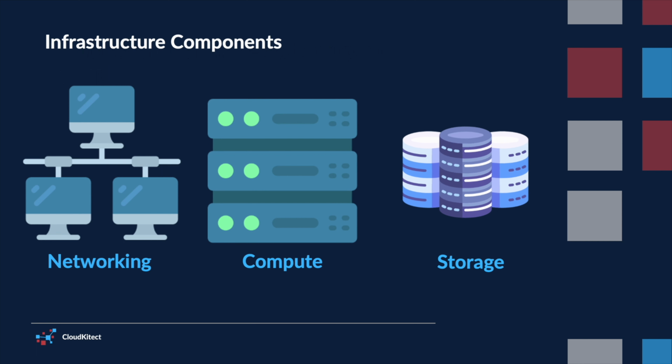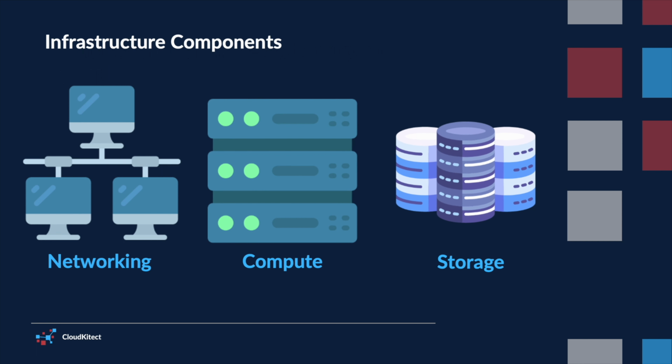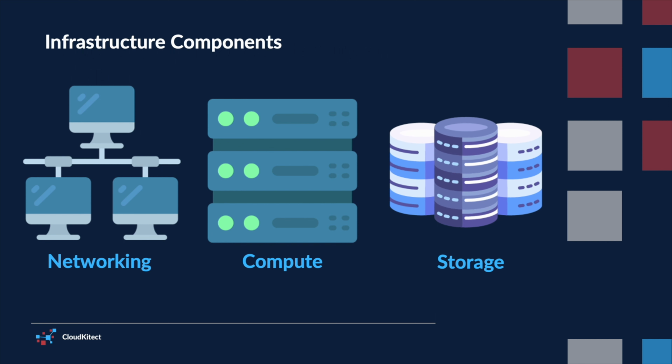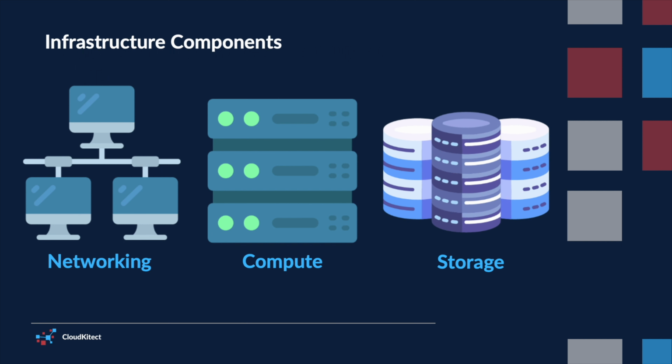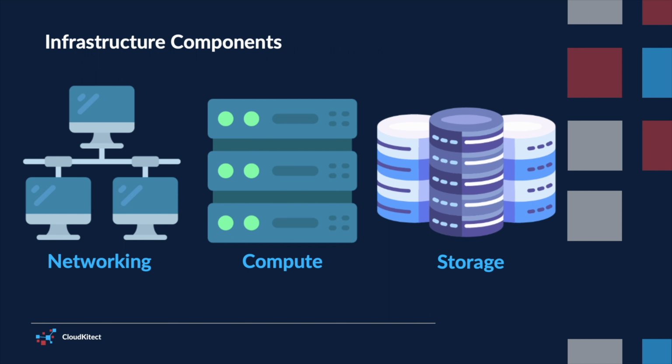Next, we have storage. Think of it as the libraries of the digital world, where all data is cataloged and kept safe. For example, databases. They record every transaction. Together, these components form the trinity of our digital infrastructure.